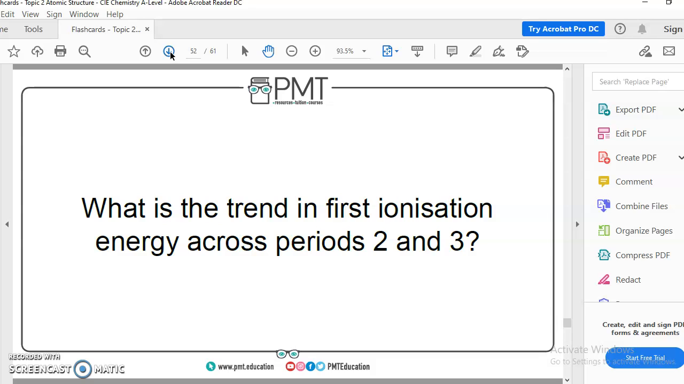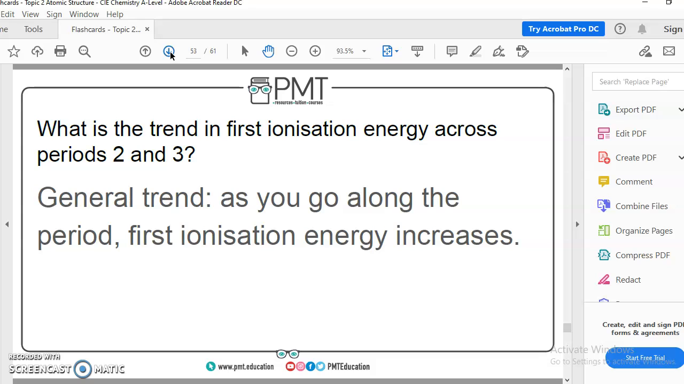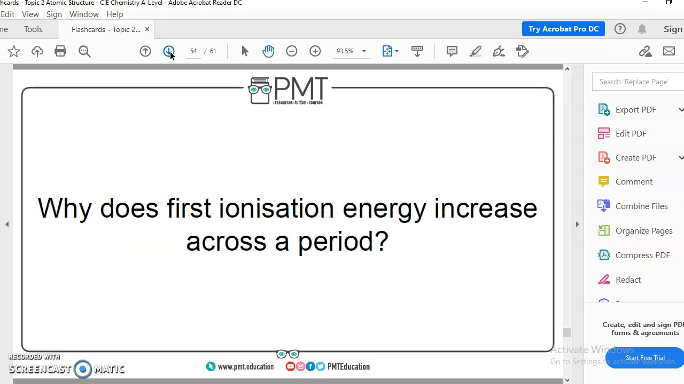So what is the trend in first ionization energy? When you look at the trend across the periods, especially periods 2 and 3, generally as you go along the period, first ionization energy increases because the size of the atoms is decreasing. The attractive forces between the nucleus and the outermost electrons are a bit higher, so ionization energy values also increase.